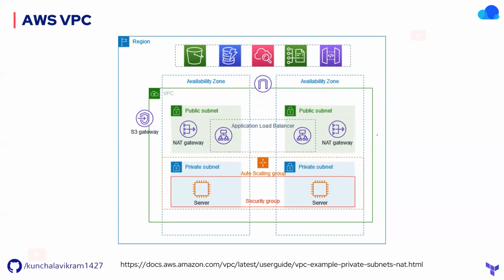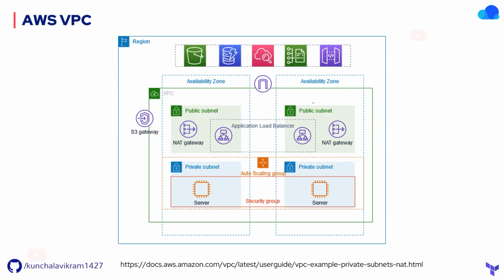Now there comes the other question. Why is the NAT gateway in the public subnet? Why can't I deploy the NAT gateway here? So remember one thing, only the instances within the public subnet get internet access, right? That's why the NAT gateway, since it also needs internet access, should be deployed in the public subnet only. This is very important.